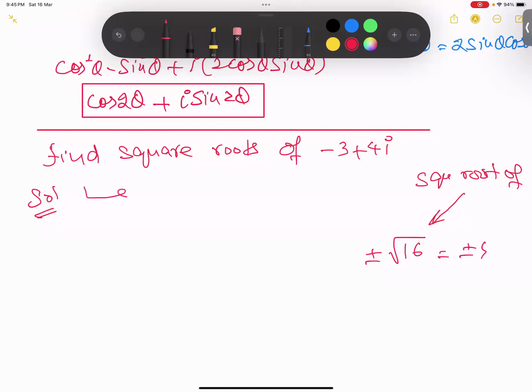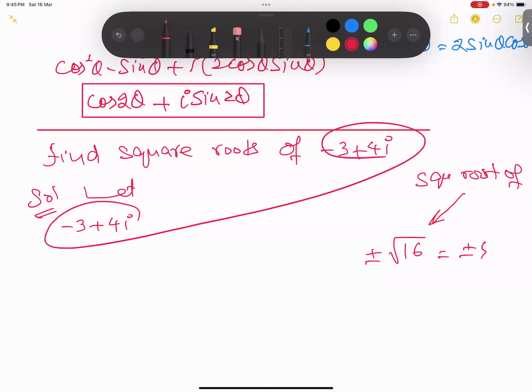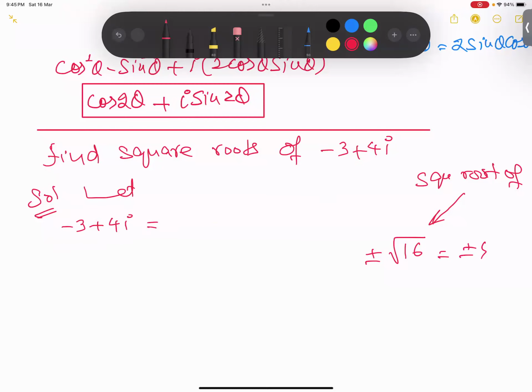So let's say -3 plus 4 iota is my actual question, and I want to find the square root of this. Here it is so simple, I can write plus and minus 4, but here I don't know what the answer is. If I don't know, I will assume it is a complex answer. So I write a plus iota b, and outside I write plus and minus. It means root of this.